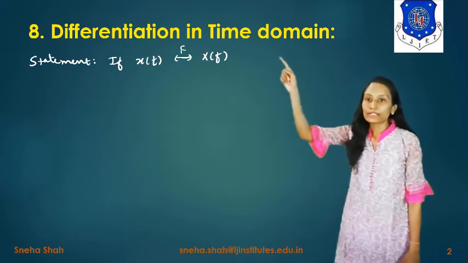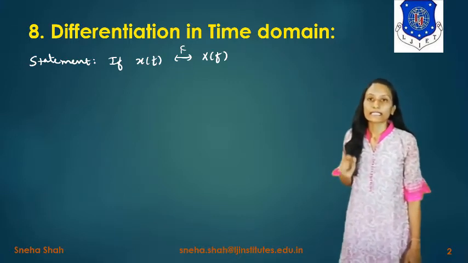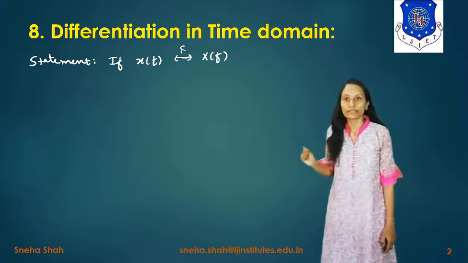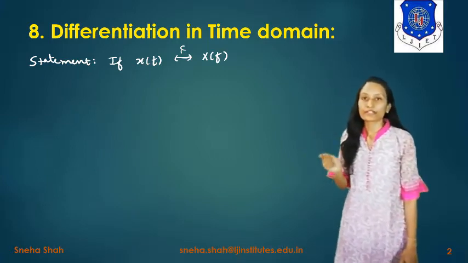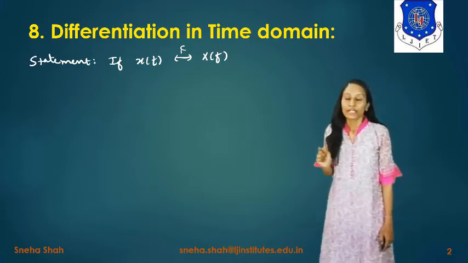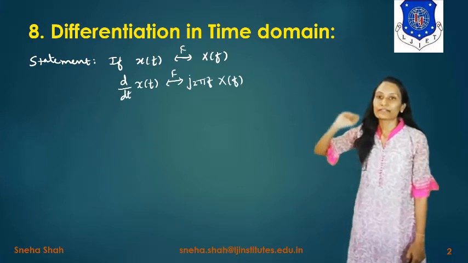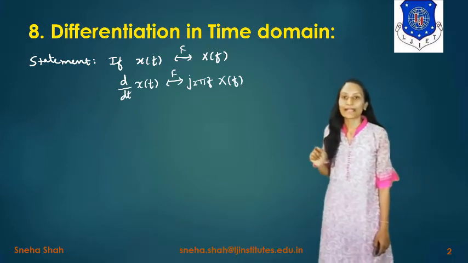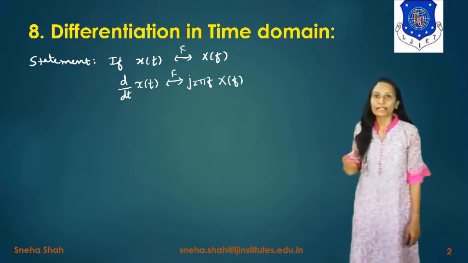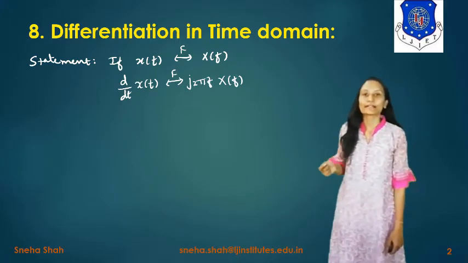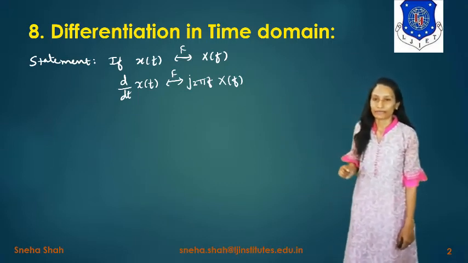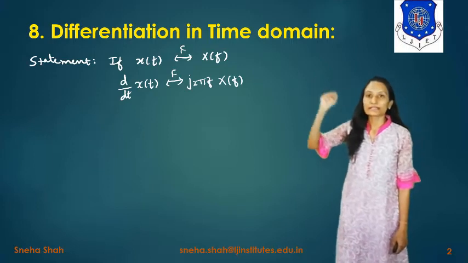Now we have to do the differentiation of the signal in the time domain. The signal is x of t, which is a function of time t, so we differentiate with respect to t. So d by dt x of t represents differentiation in the time domain, and if we take the Fourier transform of it, then in the frequency domain it is represented as X of f multiplied by j 2 pi f. So this is the statement of this property.